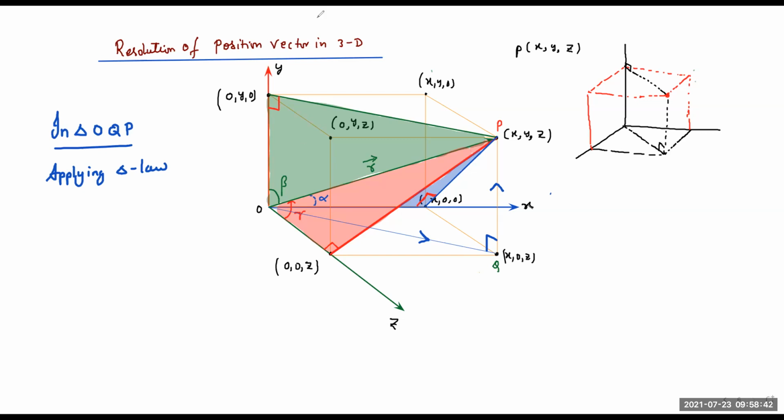Can you guys tell me what I should write next? What is the triangle law? Sir, a square plus b square plus 2ab cos theta. No, beta, that is not the triangle law. Not Pythagoras law. Triangle law, vector addition.